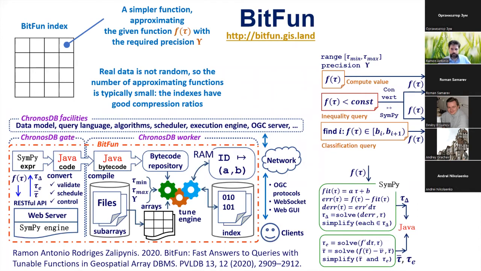The Bitfun approach from a bird's eye view looks as follows. The Bitfun index contains identifiers of simpler functions approximating the given function with the required precision. Real data is not random, so the number of approximating functions is typically small. The indexes have good compression ratios. Bitfun can answer three query types, namely compute function values, evaluate inequality, and perform classification. Bitfun is integrated into ChronosDB. You can find more at the Bitfun homepage.